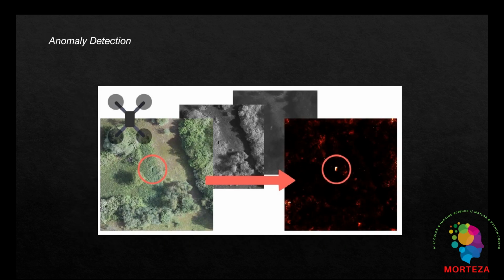Now imagine you're looking at a scene where most of the pixels are just soil and vegetation, but somewhere in there a piece of metal or plastic is hidden. You don't know what you're looking for, just that something might be different. That's where anomaly detection comes in. It's a blind detection method that finds spectrally unusual pixels, ones that don't match the statistical pattern of the background.